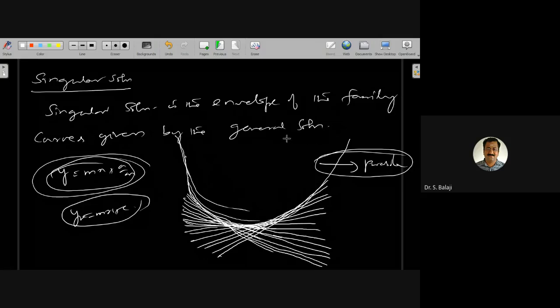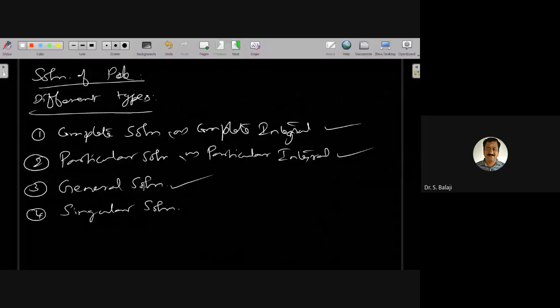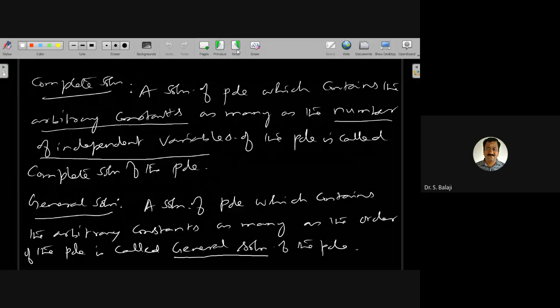Not only the general solution, the complete solution also you can use, because both are similar; the general can be obtained from the complete, so for both we can use it. Therefore, these are all the different types of solution we can expect in the solution of a PDE. Complete and general are similar, and particular is obtained by giving particular values to the complete solution. But the singular solution is somewhat different: it is an envelope of the given family of curves.